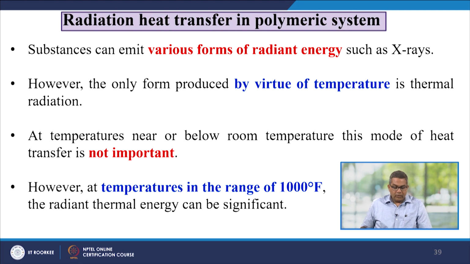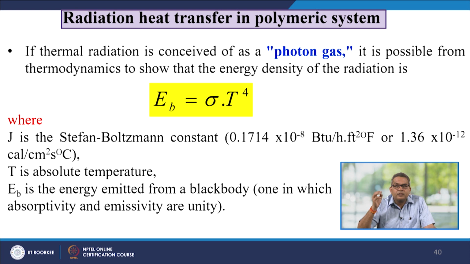Now let us talk about the radiation heat transfer in the polymeric system. Now the substance can emit various forms of radiant energy such as X-rays, gamma rays, all these things. The only form produced by virtue of the temperature is the thermal radiation. At temperature near or below room temperature, this mode of heat transfer is not at all important. So at a temperature in the range of say 1000 degree Fahrenheit, the radiant thermal energy can be significant.